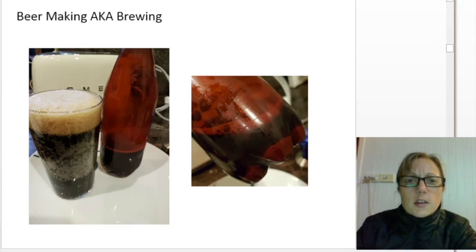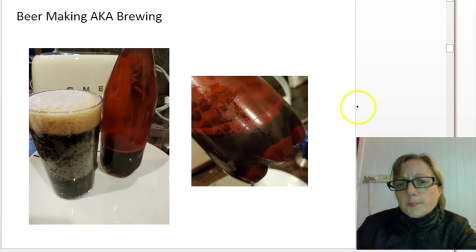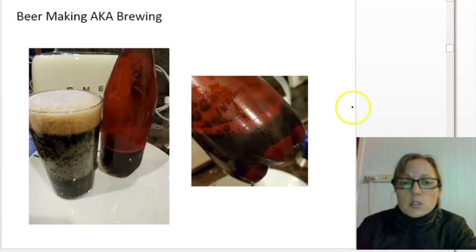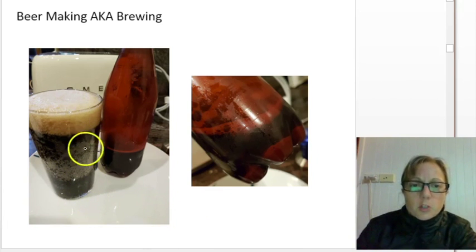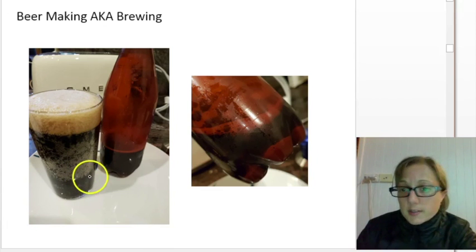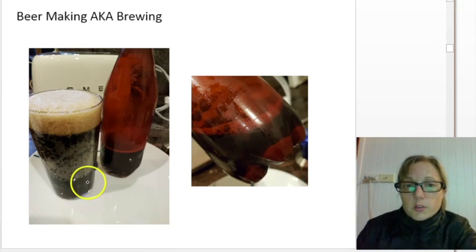So let's take a look at this in context. Brewing is one form of alcohol fermentation. This is an end product of a home brew that I've made, and we can see here we've got a stout and that foam at the top, and we can see all those bubbles in there. That's the carbon dioxide that's made through the brewing process. We can also see here a fair bit of sediment on the bottom that's left over from the brew.